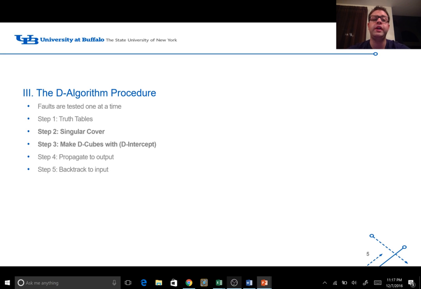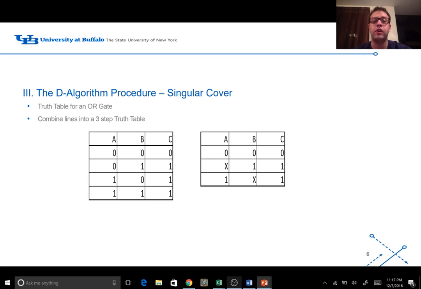So the general procedure to determine if there's a fault starts with truth tables of all the logic gates. Then it moves to singular cover and then making D cubes. Now those first three steps are purely definitional. So once you've done them once for a logic gate, you don't have to repeat them again. You just can move right into any specific circuit that you're looking at. Step 4, propagate to the output, and then backtrack to the input for step 5. So again, we're going to start with just definitions before moving into an actual example of how this procedure would be used. So let's look at a standard OR gate.